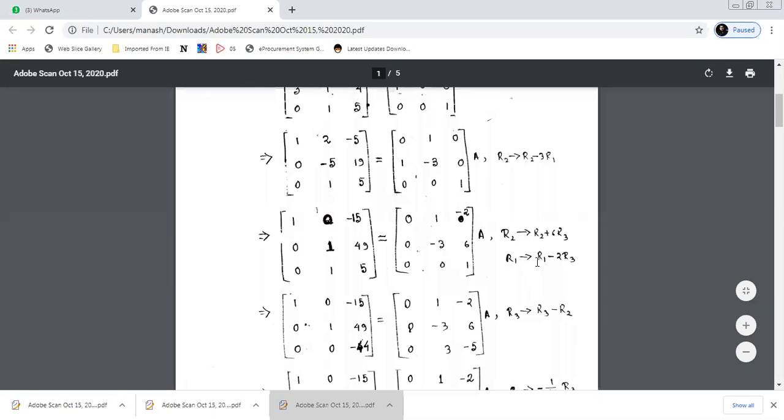Row 1 tends to row 1 minus 2 row 3. So this element 2 minus 2 into 1, 2 minus 2 will be 0. Minus 5 minus 2 fives are 10, so it will be minus 15. The same operation we have done on the right hand side also.